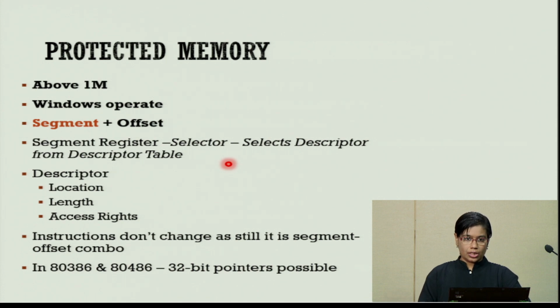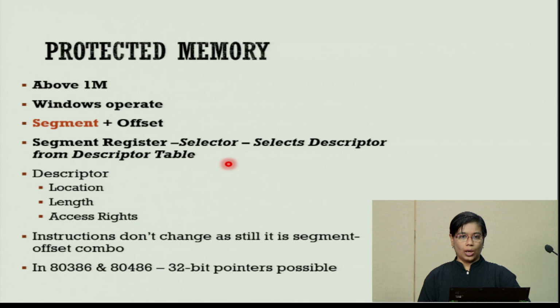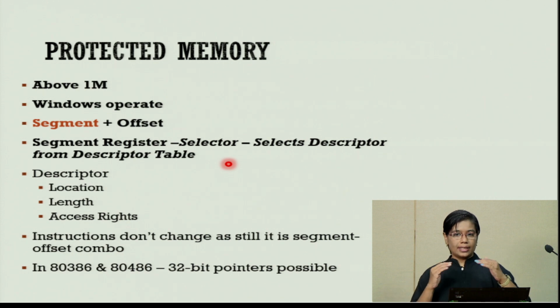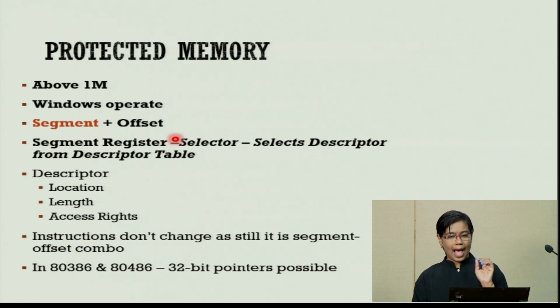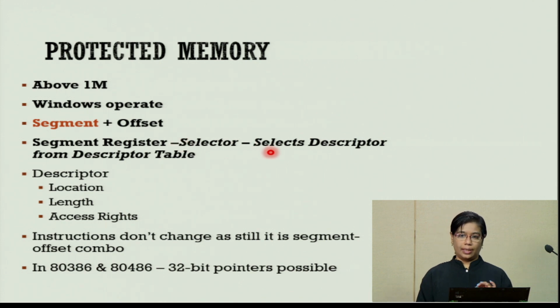The segment register doesn't have a segment value now, rather it has a selector. The selector selects an entry, or a descriptor, from what is called a descriptor table. So there is a descriptor table present in memory. The descriptor table has a list of descriptors. From these descriptors, one of the descriptors would be selected using the value present in the segment register. Segment register has a selector. Selector selects a descriptor from the descriptor table.